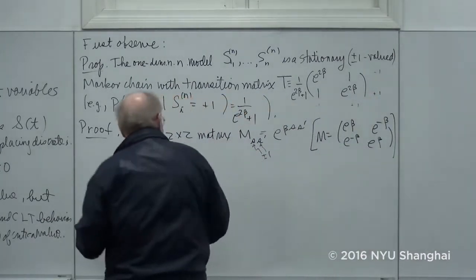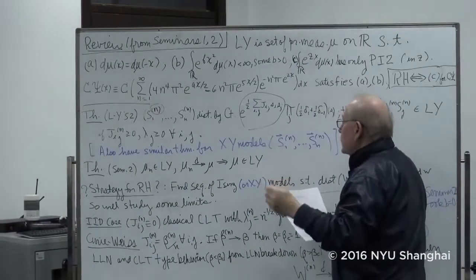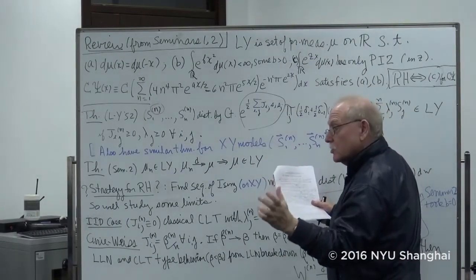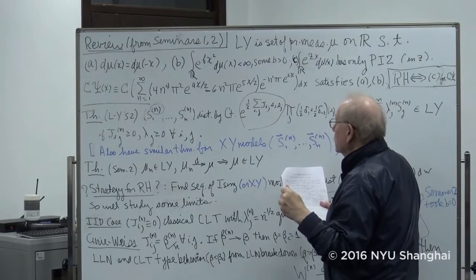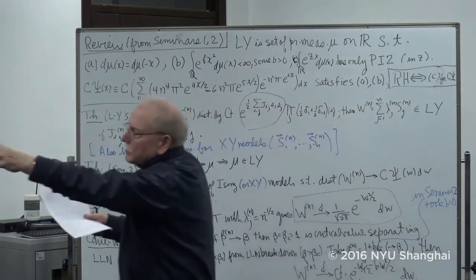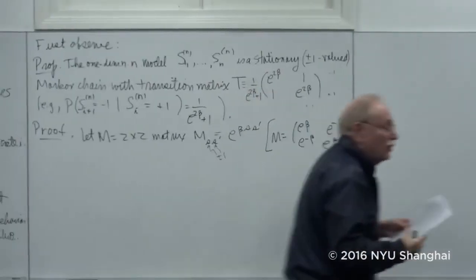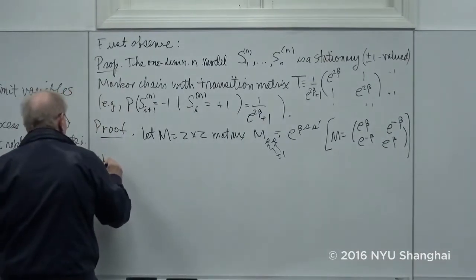Okay, then if you plug into this formula the choice of J_ij being zero, except when i and j are next to each other, and in that case it is beta. Well, I replaced beta_n by beta; we'll let beta depend on n soon. Then you can rewrite this formula for this nearest neighbor case in terms of this matrix. That's an elementary calculation.